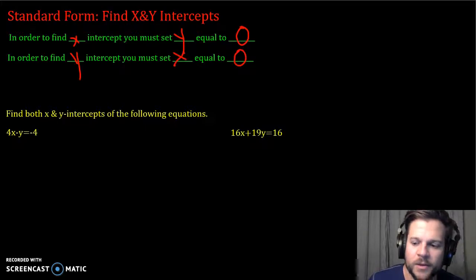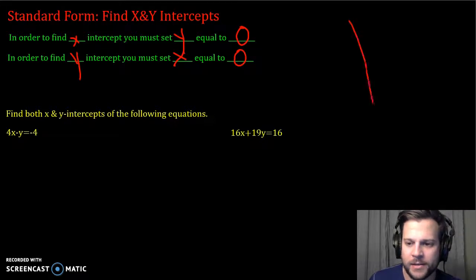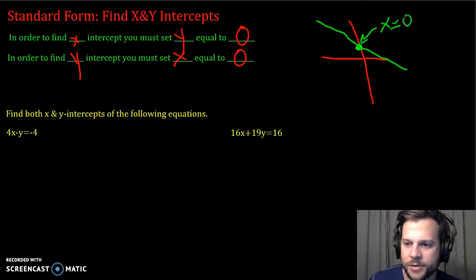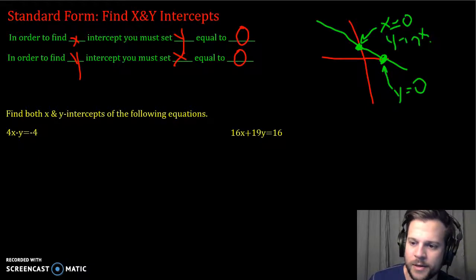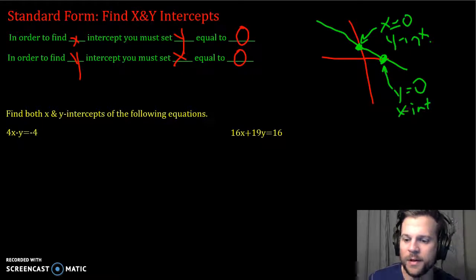Because whenever it crosses the y-axis, let's say we have a line that goes right here, wherever it crosses the y-axis, that point will always have an x equal to 0, because that's the line that it crosses. Then your x-intercept right here is where y equals 0. So this is the y-intercept. This is the x-intercept. You think of these things as opposites in order to solve, and you should be good to go.